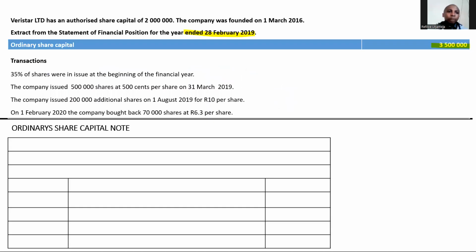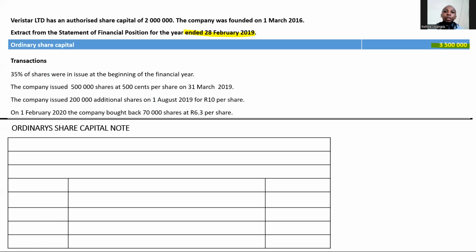Let us do classwork 4 quickly. Classwork 4 says that Veristar Limited has an authorized share capital of 2 million. The company was founded on the 1st of March 2016, and we are given an extract from the statement of financial position for the year ended 28 February 2019.